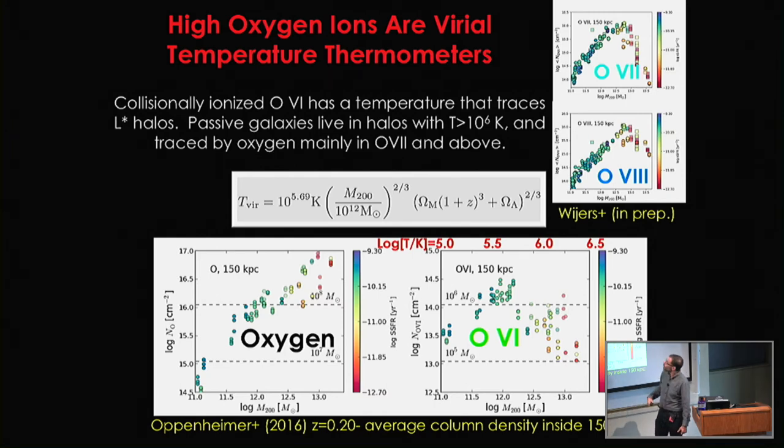And there's a peak here where oxygen 6 has that collisional ionization band in that very specific 10 to the 5.5 Kelvin range. And then it goes down as these halos become hotter. So if you can get an X-ray telescope and do a COS-Halos-like survey with oxygen 7, oxygen 8, you'll see a peak at a different halo mass, more like oxygen 8, maybe peaking around a luminous red galaxy elliptical type halo. So what we call this model is virial temperature thermometers, because each oxygen ion corresponds to a different temperature.